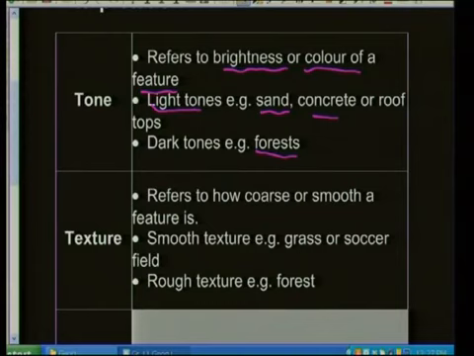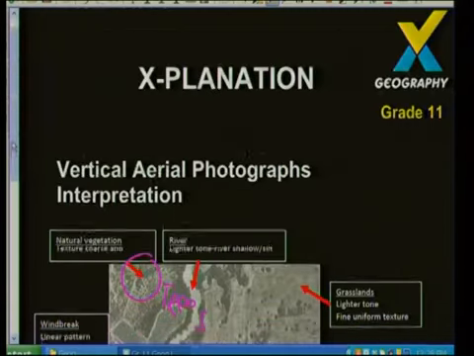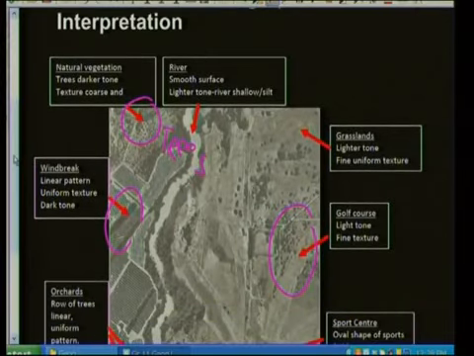Texture refers to how coarse or how smooth a feature is. Smooth texture would be your grass and soccer field. Rough texture would be your forest. Let's go back or forward to the other one again. If you look at it here, you'll notice when we look at texture, the trees will have a coarse texture, all right? And when we look at the golf course where the grass is cut, it'll have a fine texture itself. So the texture will change.